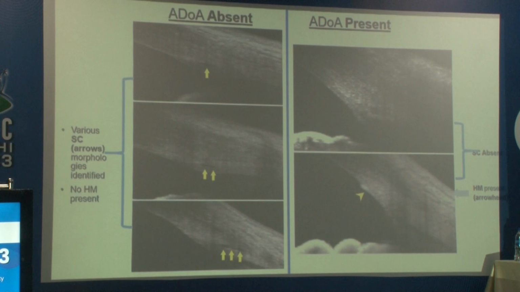So on the left-hand side panel, you can see the normal morphology of Schlemm's canal. On the right-hand side, in the upper corner picture, there is no Schlemm's canal, and in the lower one, there is no Schlemm's canal along with presence of a hyperreflective membrane.